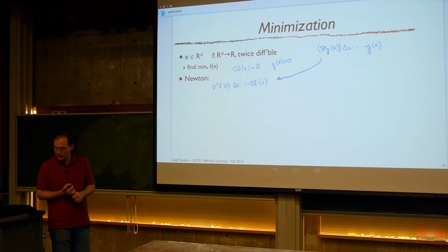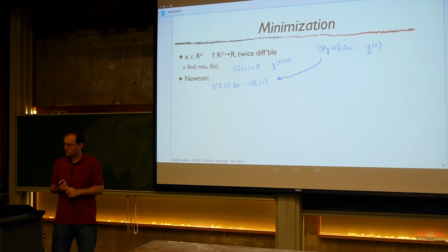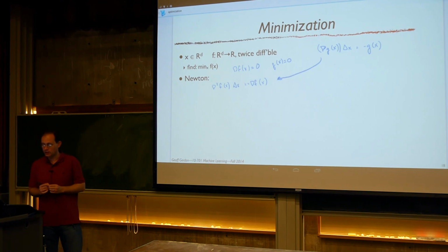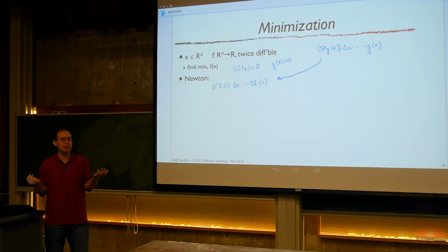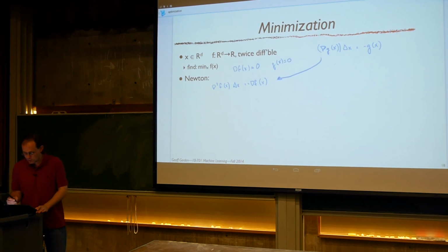Now, the interesting thing here: let's suppose that we have a convex function. Actually, let's not even suppose that. Let's just suppose we have a twice differentiable function. The Hessian is a symmetric matrix. And if the function is convex, then the Hessian is positive semi-definite. So that means the inverse of the Hessian is also positive semi-definite. The inverse of a PSD matrix is also PSD. So in particular, we'll get that delta x is equal to the Hessian of f at x inverse times the gradient of f at x.